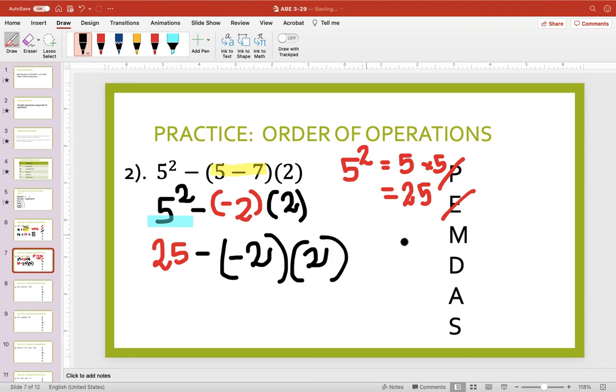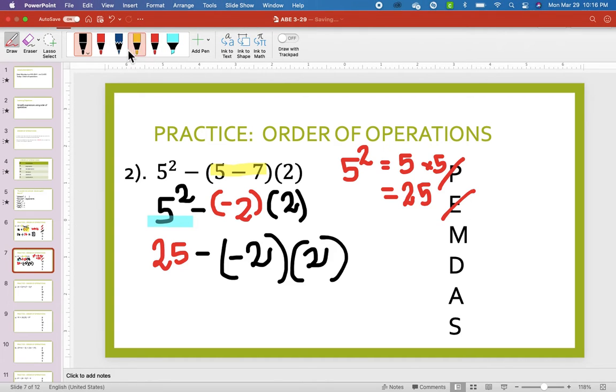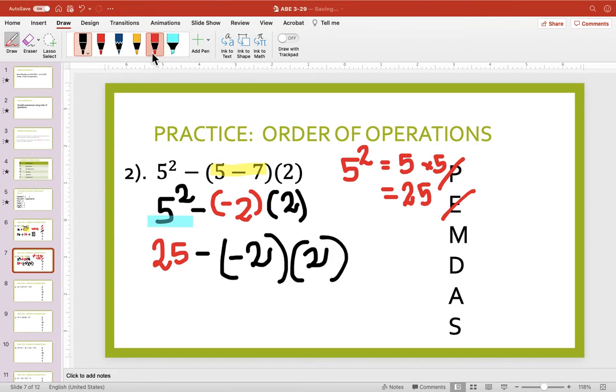Next, looking at order of operations, I now want to look at M. M stands for multiplication. In this case, I can multiply. I'm going to change this in a different color. Negative 2 times negative 2. Again, these parentheses mean that I'm going to multiply. So I know that negative 2 times negative 2 is a positive 4. I'm going to bring down everything else that I did not touch. So I'm going to bring down this 25 and this minus 4.